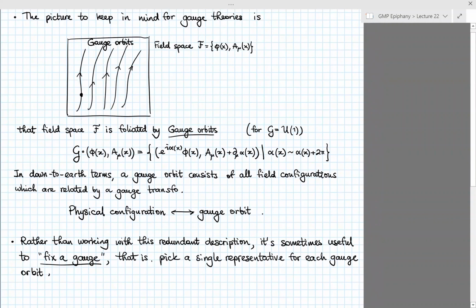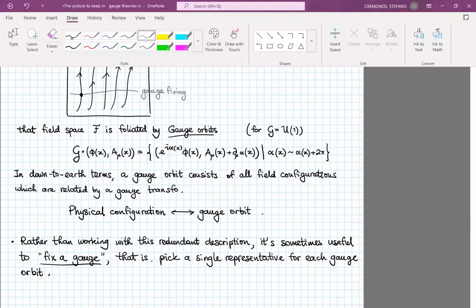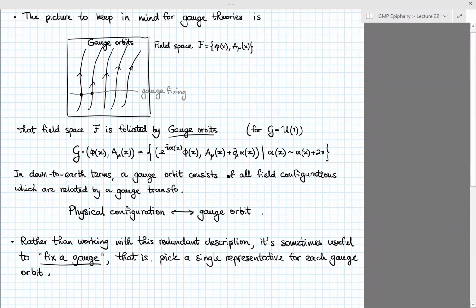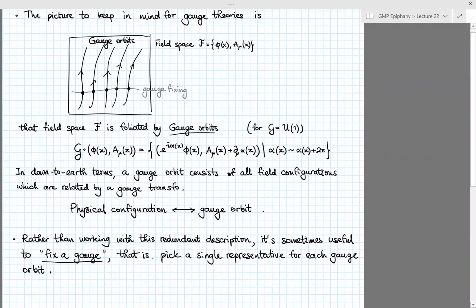So you'd like to have a picture perhaps like this, say that this could be my gauge fixing. So for each of the orbits that I've drawn, if that is my gauge fixing, I would select these representatives. Okay, what does this mean in practice? Well, let's look at a couple of examples of gauge fixing.